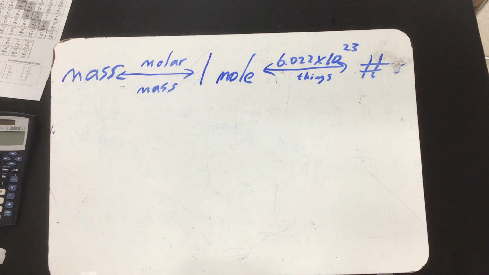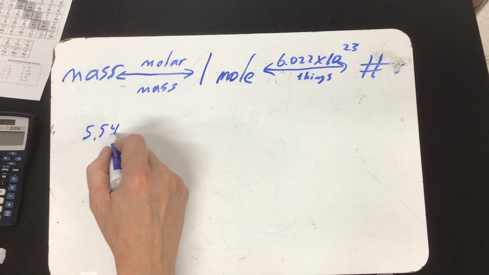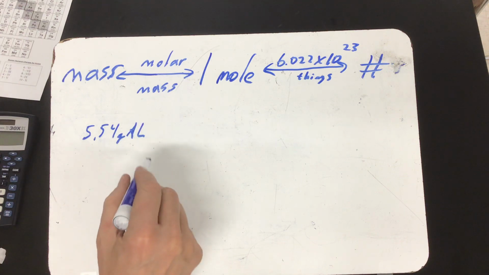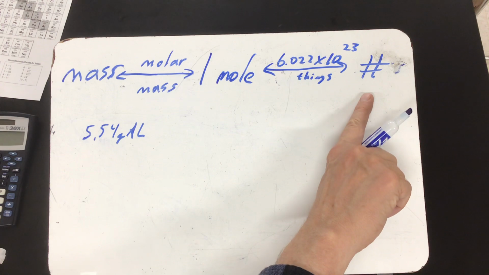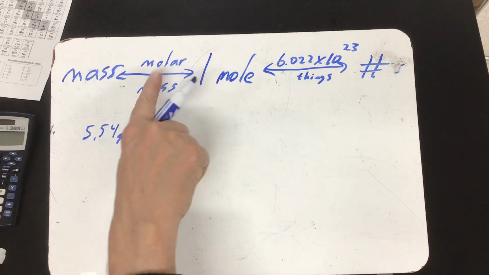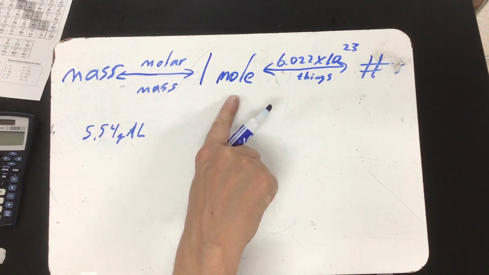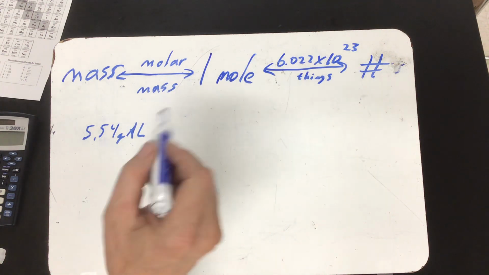So we have 5.54 grams of aluminum. And to be able to convert it to number of aluminum atoms, I have to first convert the mass into moles using the molar mass right off the periodic table. Then I can use Avogadro's number to convert it into number of things.